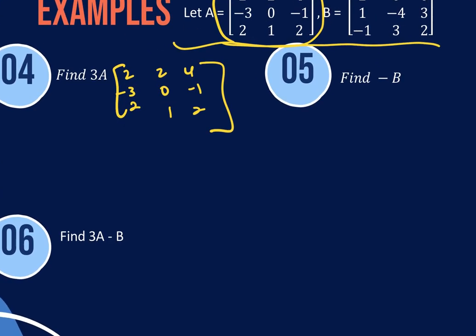So 3 times 2 is 6, 3 times 2 is 6, 3 times 4 is 12, 3 times negative 3 is negative 9, 3 times 0 is 0, 3 times negative 1 is negative 3, 3 times 2 is 6, 3 times 1 is 3, and 3 times 2 is 6. So you're just multiplying it in.